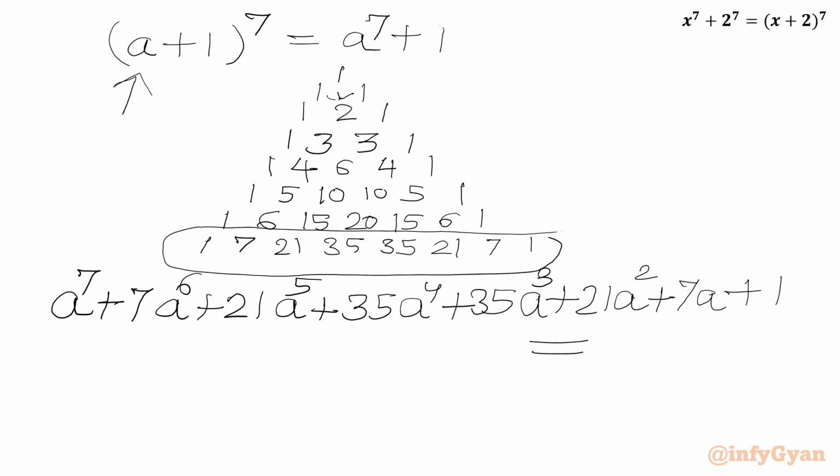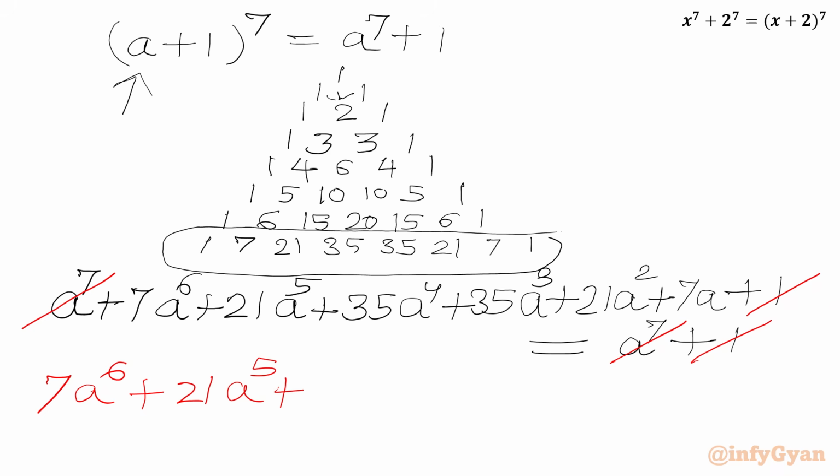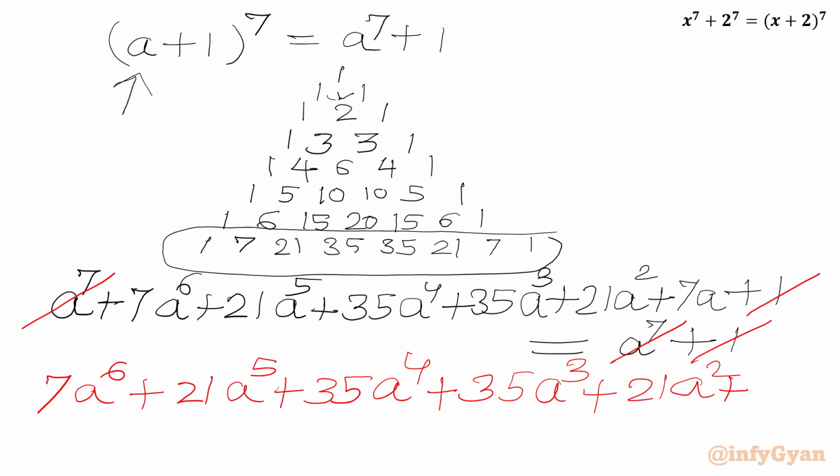Now we have to write RHS, a power 7 plus 1. Now we'll subtract a power 7 plus 1 from both the sides. So we can cancel a power 7 plus 1 from LHS and a power 7 plus 1 from RHS. Now we can write 7a power 6 plus 21a power 5 plus 35a power 4 plus 35a cube plus 21a square plus 7a equal to 0.